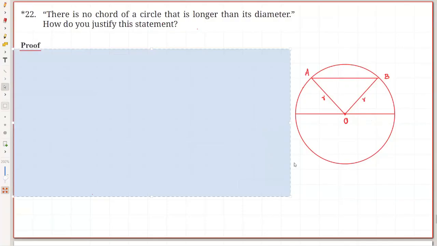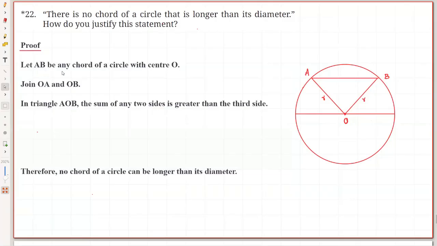Now, how can we give the proof? First, let AB be any chord of a circle with center O. Now join OA and OB, and we get a triangle. In triangle AOB, the sum of any two sides is greater than the third side. That is the triangle inequality property. So the sum of two sides, R plus R, should be greater than the third side, AB.